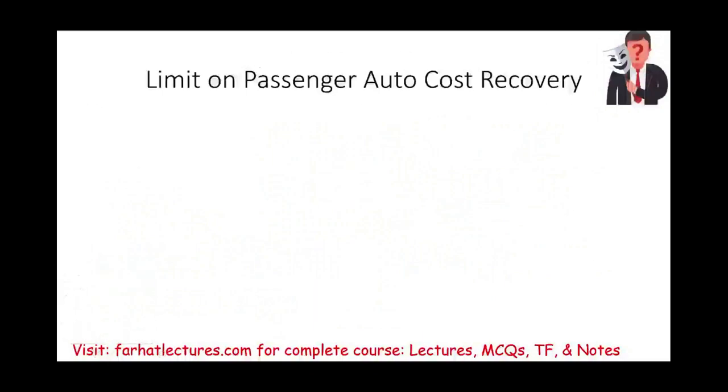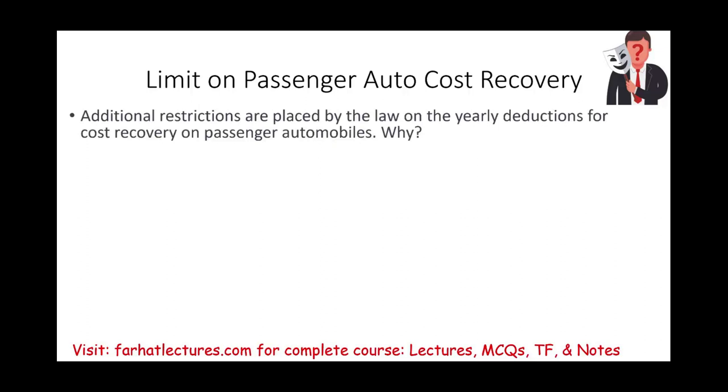Now let's talk about a special type of listed property, and that's autos, vehicles, passenger autos. Additional restrictions are applied to vehicles when it comes to cost recovery. Now, why is that the case? Well, Congress says, look, I am not going to give you a deduction.